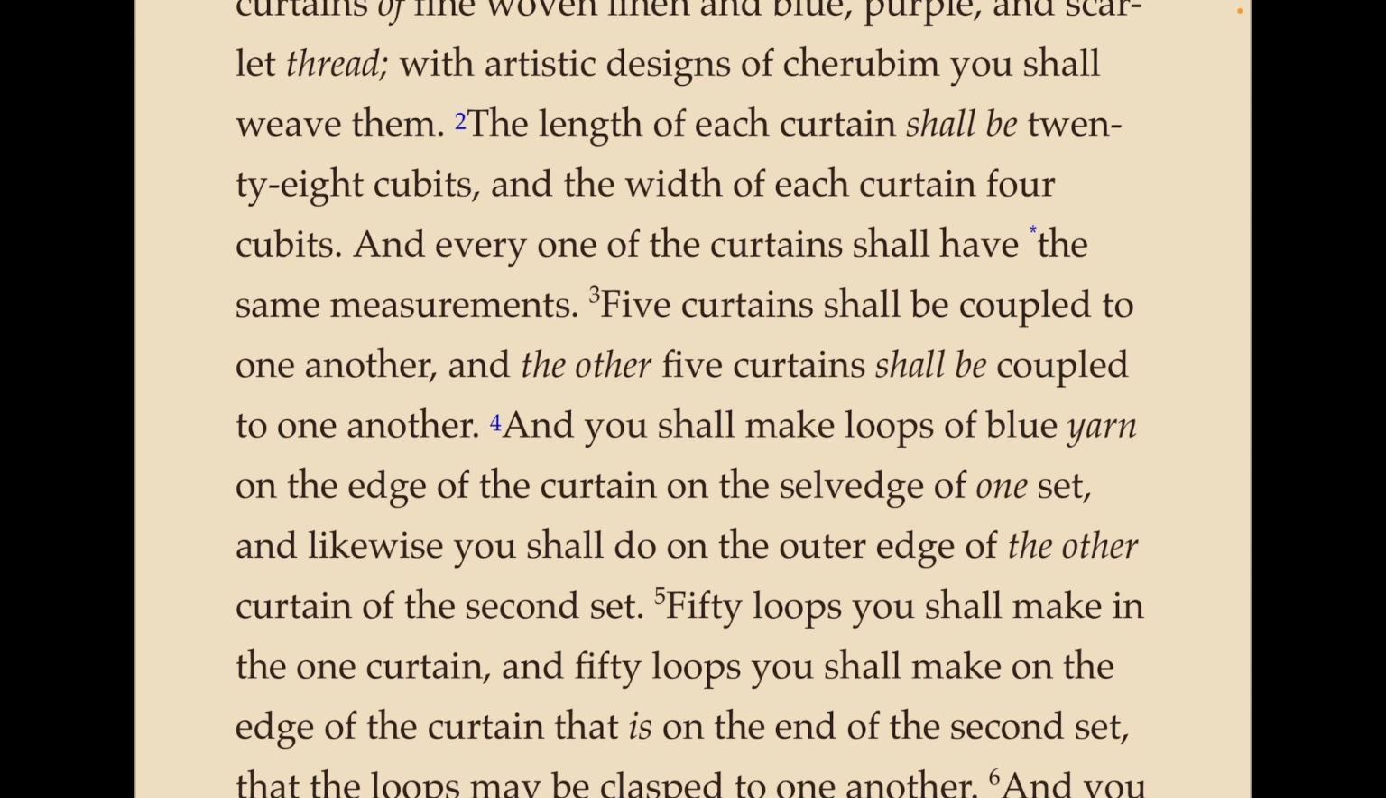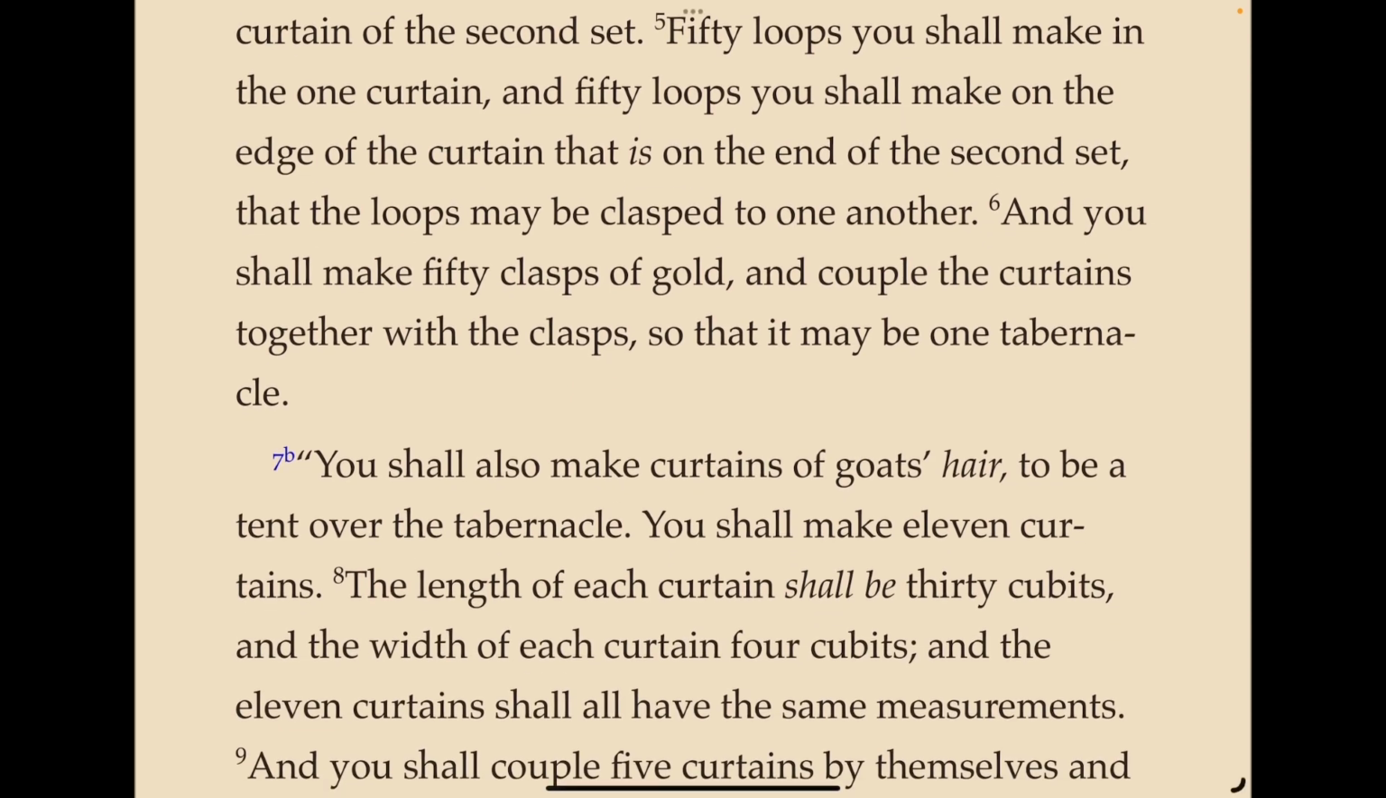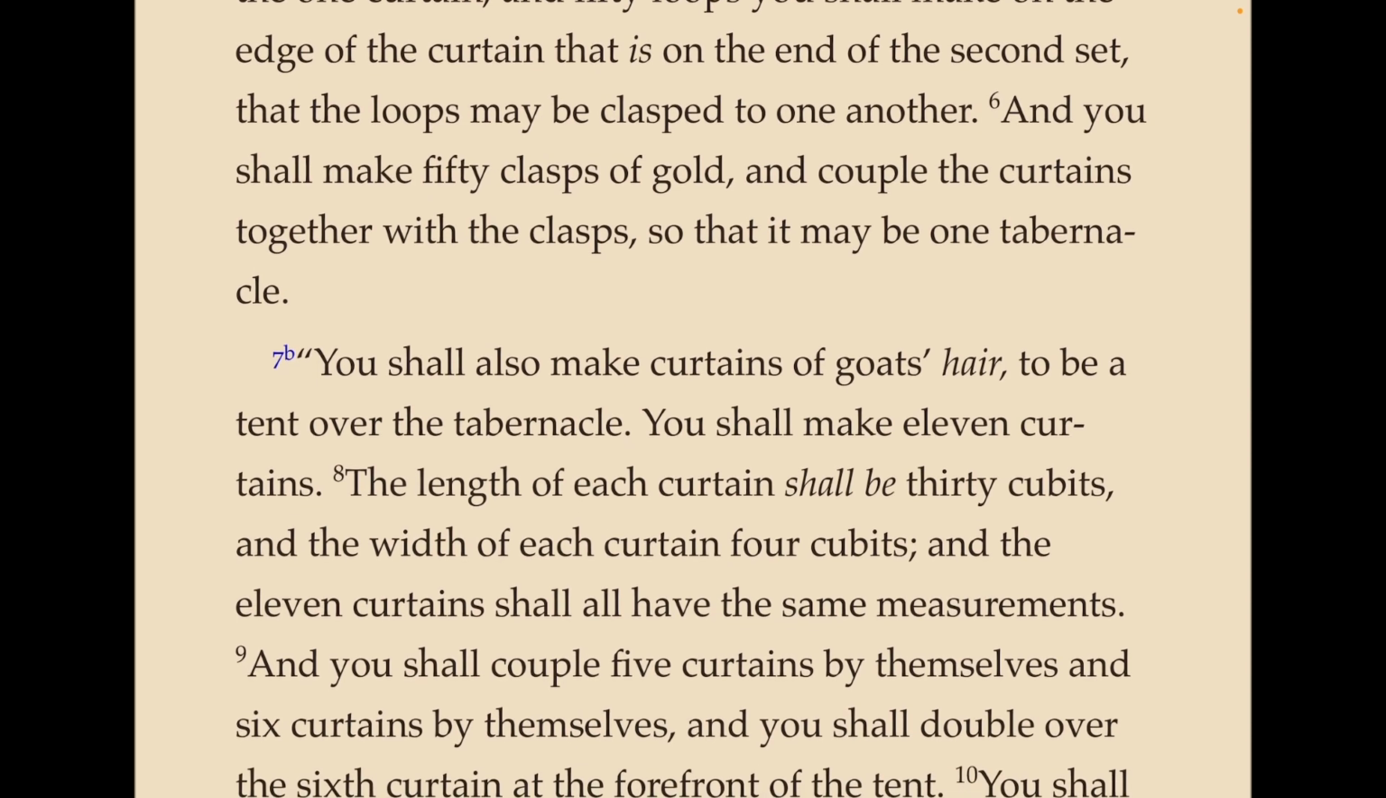5 curtains shall be coupled to one another, and the other 5 curtains shall be coupled to one another. And you shall make loops of blue yarn on the edge of the curtain on the selvage of one set. And likewise you shall do on the outer edge of the other curtain of the second set. 50 loops you shall make in the one curtain, and 50 loops you shall make on the edge of the curtain that is on the end of the second set, that the loops may be clasped to one another. And you shall make 50 clasps of gold, and couple the curtains together with the clasps, so that it may be one tabernacle. You shall also make curtains of goat's hair to be a tent over the tabernacle.